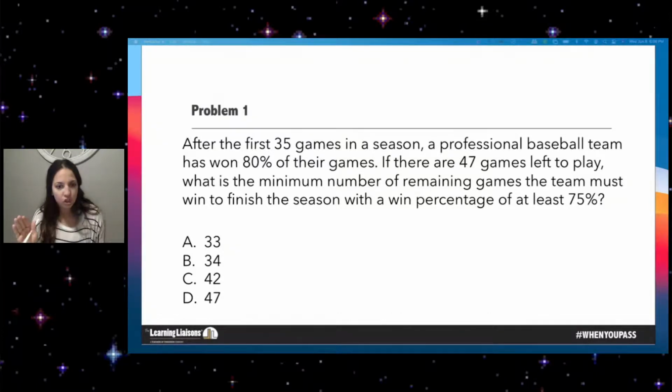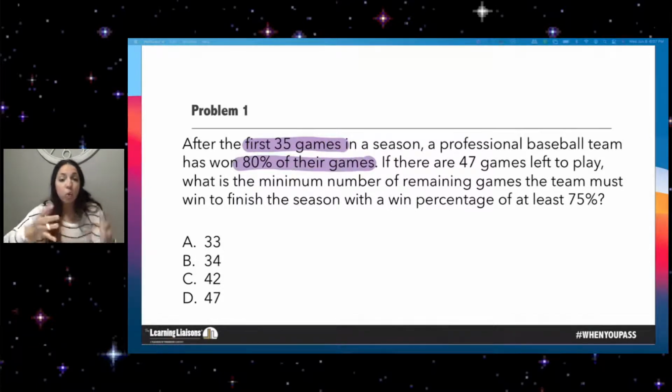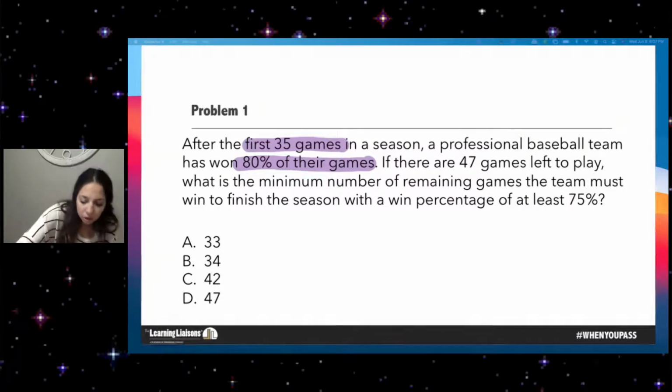Percents always trip people up. So let's break down what we've been given. We've been told that they've played 35 games already, and that they won 80% of those games. So what I'm going to do is figure out how many games they won, and I'm going to create a little chart.